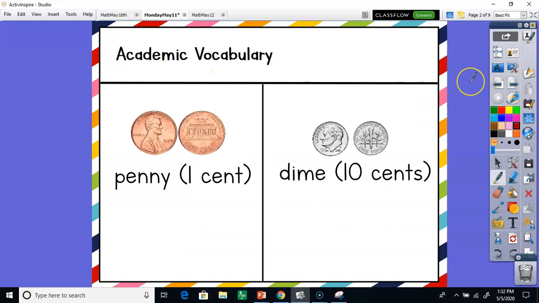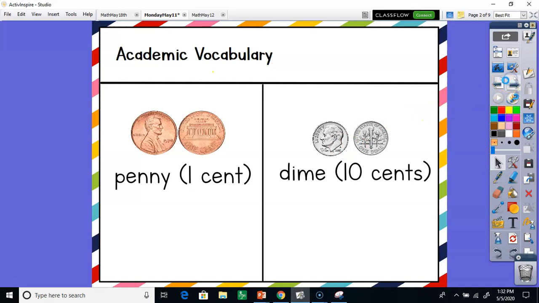So let's review some coin values. Today we're only going to use pennies and dimes, so we're going to start off pretty easy. Remember, the penny is the only copper-colored United States coin, and it is worth 1 cent. And this is the dime. It's actually smaller than the penny, and it is worth 10 cents.